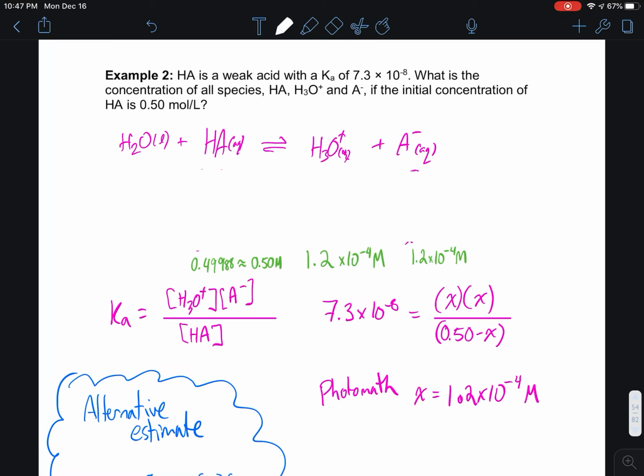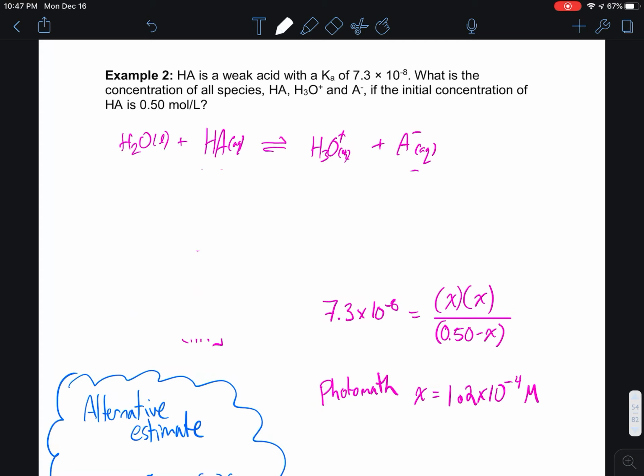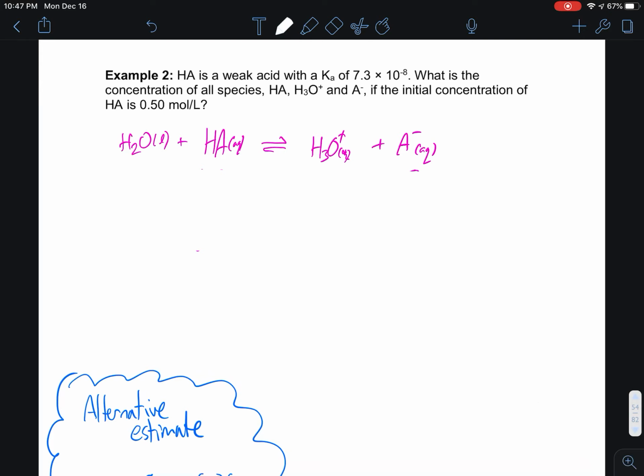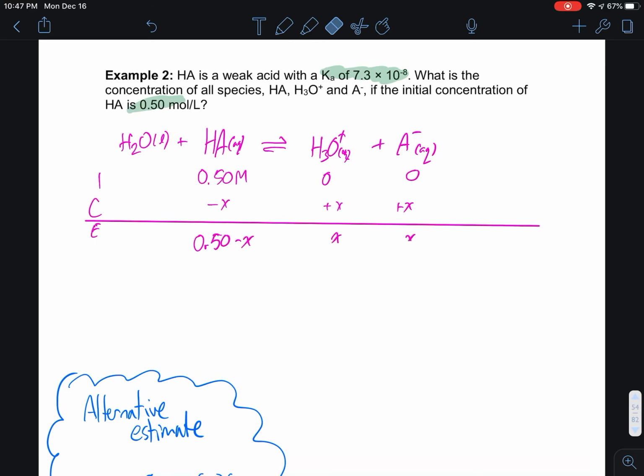So I'm going to, again, do a little bit of erasing here. Be a little bit careful. Get rid of that. All right, so HA is a weak acid. It has a Ka, so this is a different question because we're given the Ka value. Also very similar to something we did just 2 units ago. What is the concentration of all species if the initial concentration is 0.5?